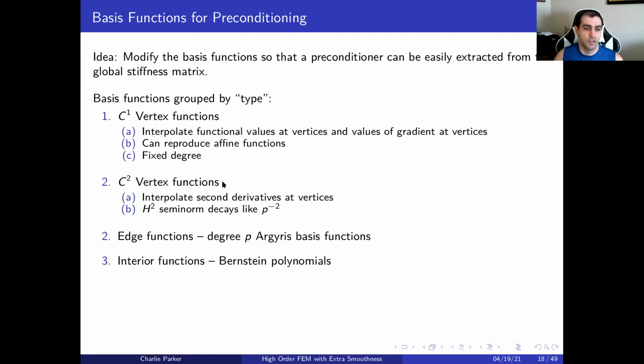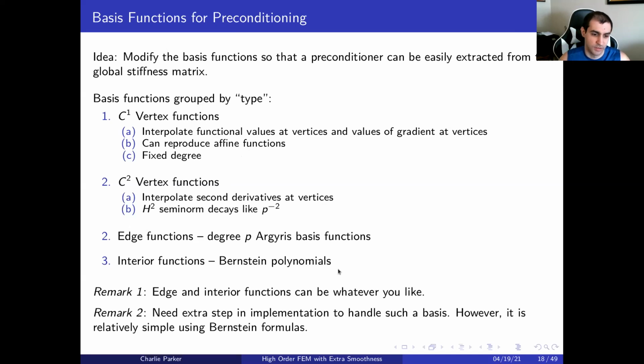The second group is the C2 vertex functions, and they interpolate the second derivatives at vertices. Here we assume what looks like a strange condition, that the H2 semi-norm decays like p to the -2. It's not so obvious that such functions exist, but we'll get to that in a second. And then for the edge functions and the interior functions, we won't change those at all from before.